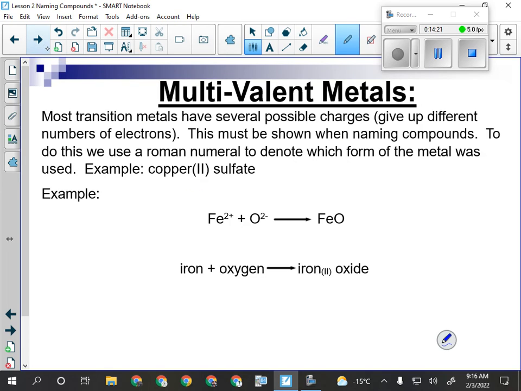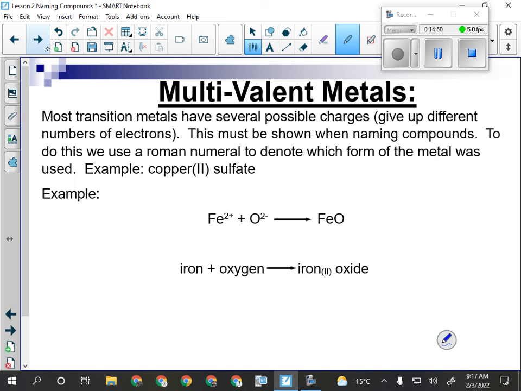All right, so these are the notes on that. If we're looking at the transition metals, or what we call multivalent metals, we call them multivalent because their outer shell gives off different numbers of electrons. Most transition metals have several possible charges, and that has to be shown when you're naming compounds. So we use a Roman numeral to denote which form of the metal was used. Copper 2 sulfate would be an example.